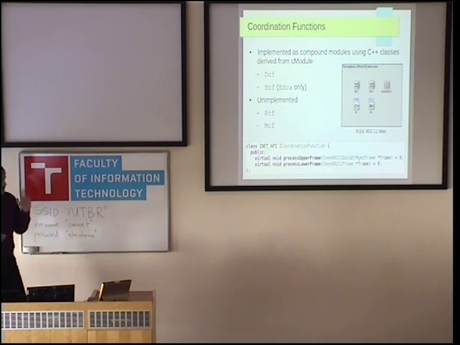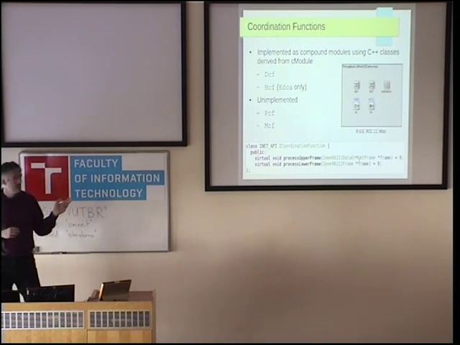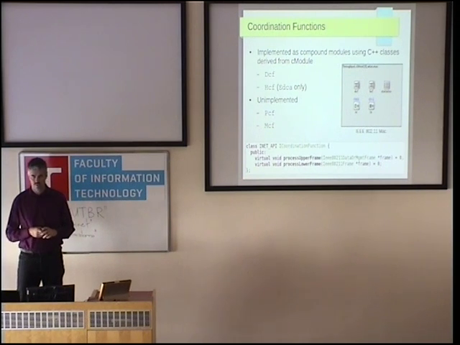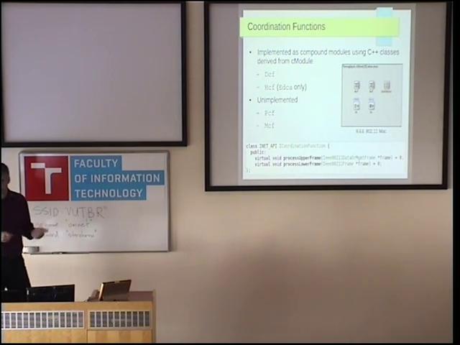The standard defines 4 coordination functions. Right now only 2 are implemented. The DCF is a distributed coordination function. That's the original coordination function that was introduced back in the 90s. And the other one is the HCF, the hybrid coordination function, which is the new one that supports quality of service and mixes the point coordination function and the distributed one.